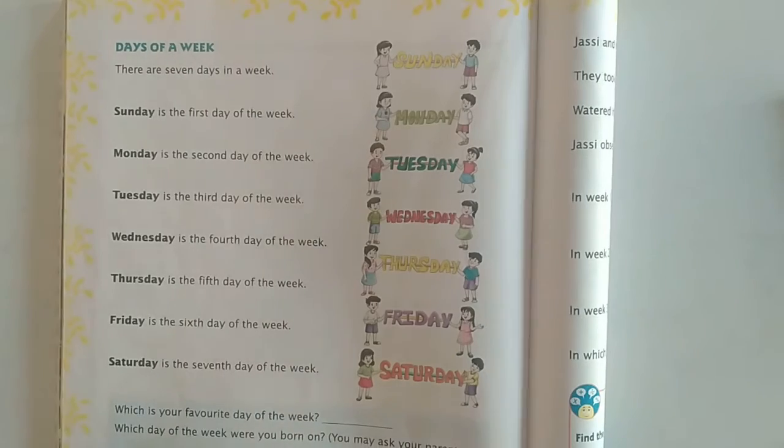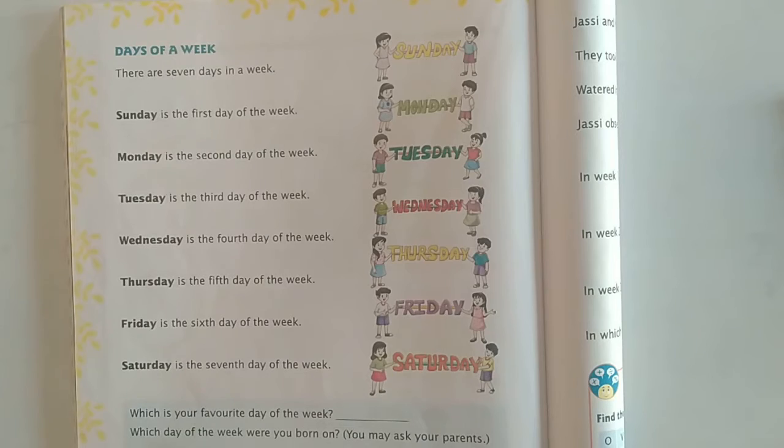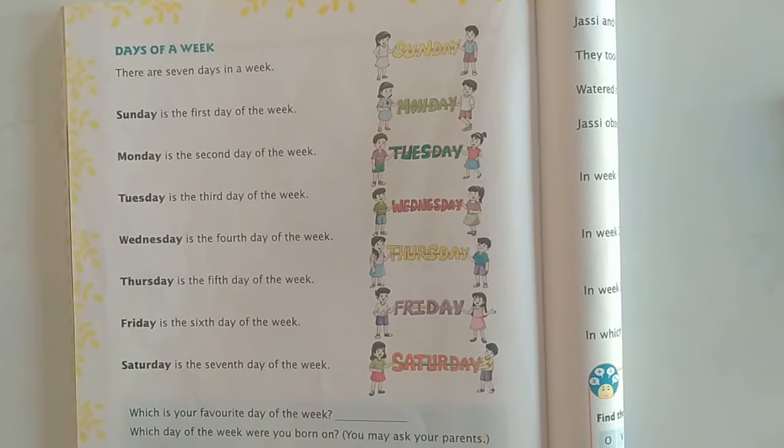Next part of our chapter is days of a week. So students, there are 7 days in a week: Sunday, Monday, Tuesday, Wednesday, Thursday, Friday, Saturday. Sunday is the first day of the week, Monday is the second day, Tuesday is the third day, Wednesday is the fourth day, Thursday is the fifth day, Friday is the sixth day, and last, Saturday is the seventh day of the week.